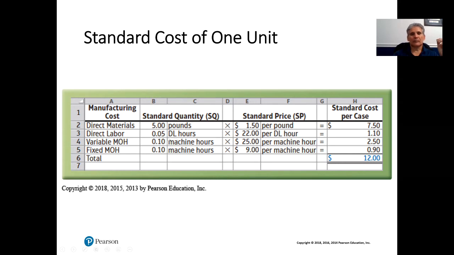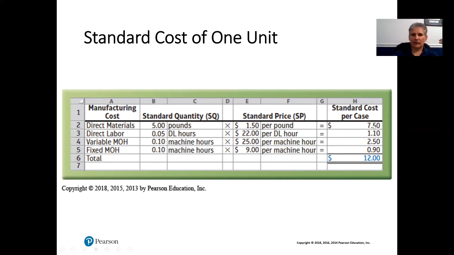Our direct labor is 0.05 direct labor hours per case. We're going to multiply that by $22 per direct labor hour. We actually did these already, but we're putting it all together, using a spreadsheet here so that we can summarize everything. So direct labor, 0.05 direct labor hours times $22 per direct labor hour equals $1.10. Variable manufacturing overhead, from the previous slide, 0.10 times 25 gives us $2.50. And then fixed MOH is 0.10 machine hours times $9 per machine hour, and that's 90 cents.